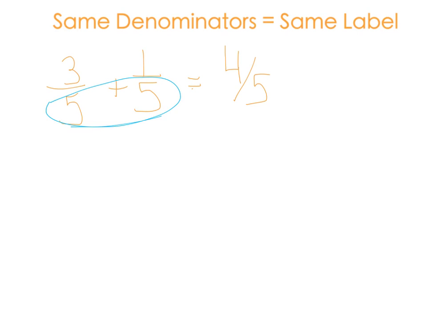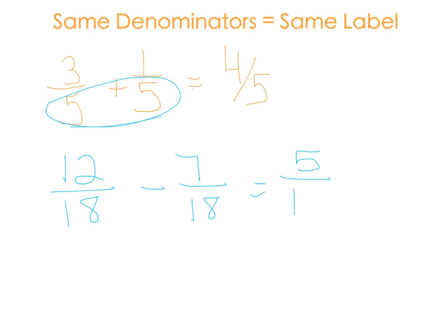In subtraction, this will look like if I had 12/18 minus 7/18, I could say, okay, I'm taking 7/18 away from the 12/18, which would mean I have 5 left over of the 18. So these are also the same label.